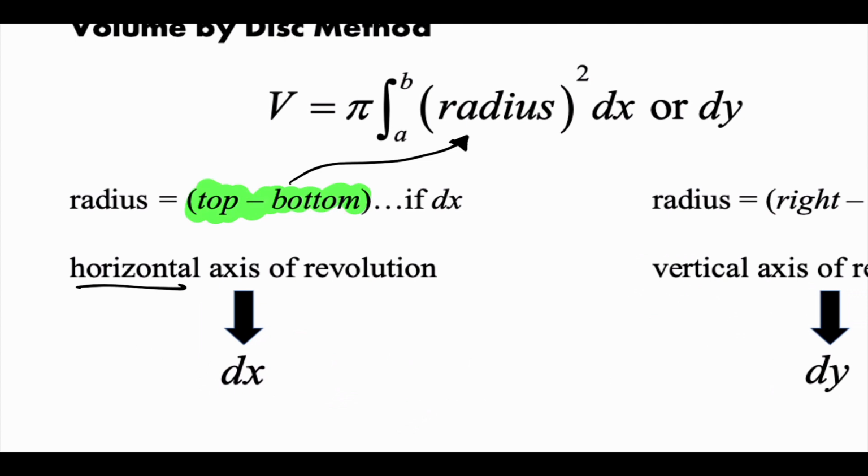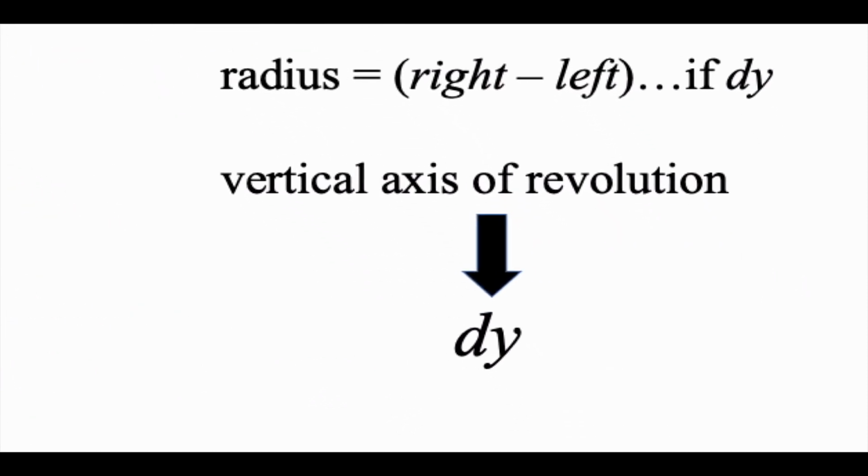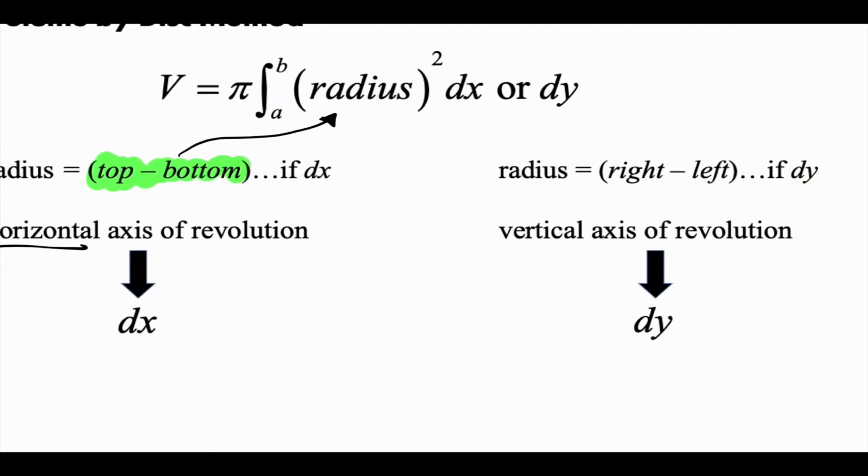There's another one: vertical axis of revolution. It goes this way, like the second one I showed you, over the y-axis. That's a vertical axis of revolution. So this one we're going to go right function minus left function. Right function minus left function. That's going to be the radius.